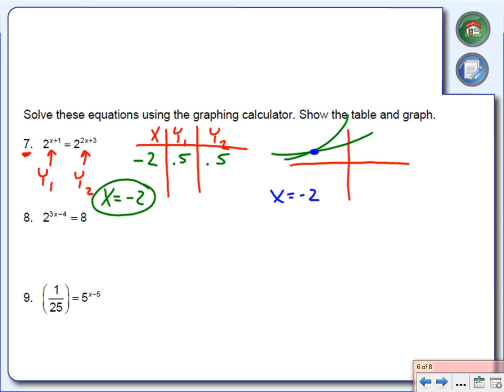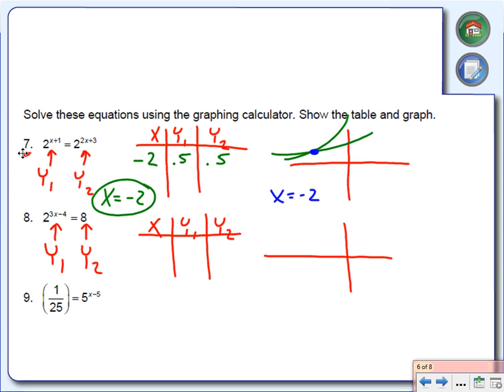Let's do number 8. Again, go ahead and use your calculator for me. This is going into y1. That's going into y2. Once you got it into y1 and y2, we're going to go to the table, and we're going to see if we can find the matching y values.